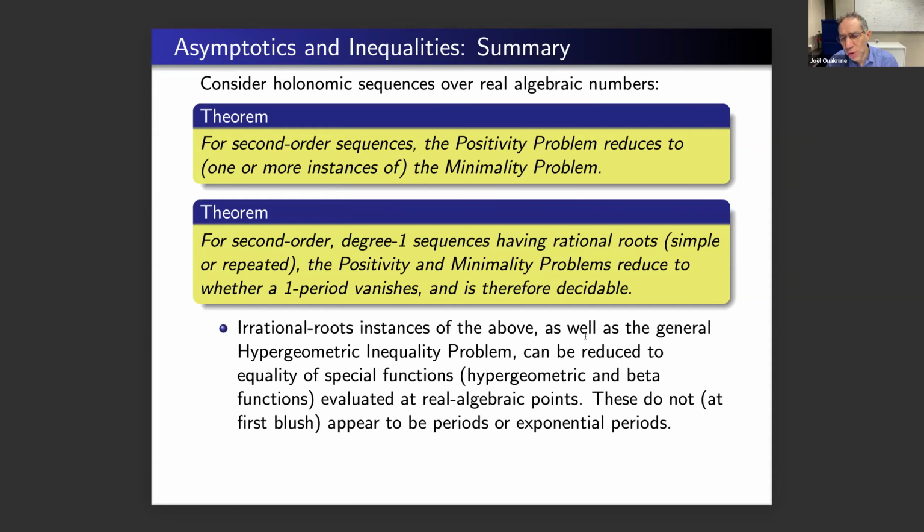But if you had irrational roots, or for the general hypergeometric inequality problem, this can be reduced to equality of special functions, in particular hypergeometric and beta functions evaluated at real algebraic points. And then you need to decide if these things are equal to 0 or not, or rather you have to decide whether the special functions evaluated at real algebraic points are equal. In general, we do not know how to do this, and these do not appear to be periods or even exponential periods.